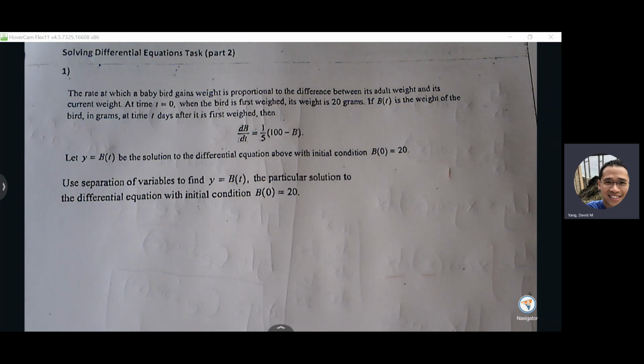So we know the differential equation because we see the derivative here, and the initial condition ordered pair is (0, 20). Use separation of variables to find y equals b of t. So we're going to separate the variables, take the antiderivative, solve for b, and then plug in the ordered pair. Okay. So let's go through our steps here.